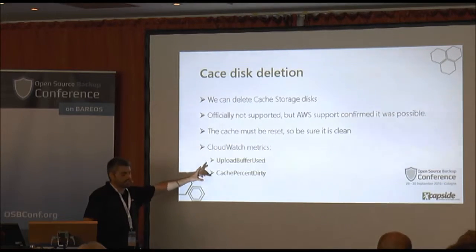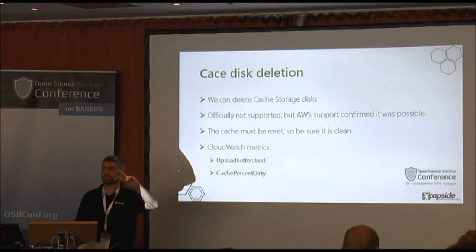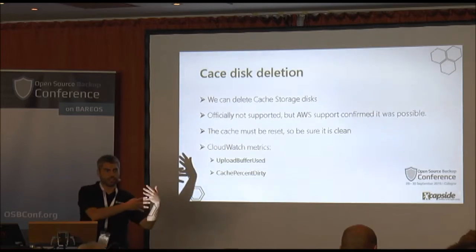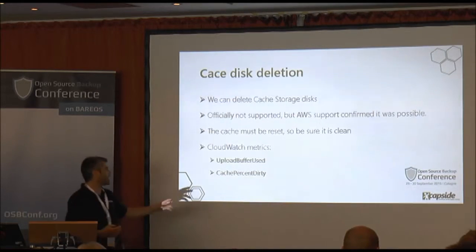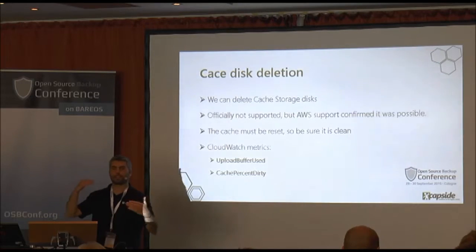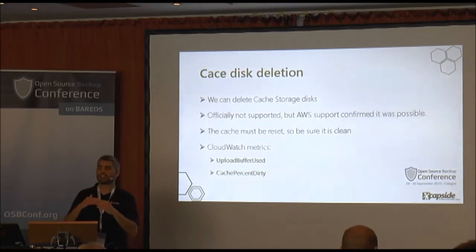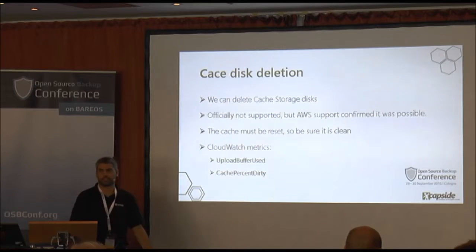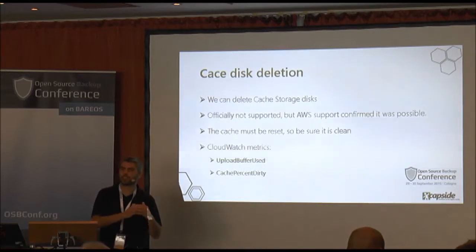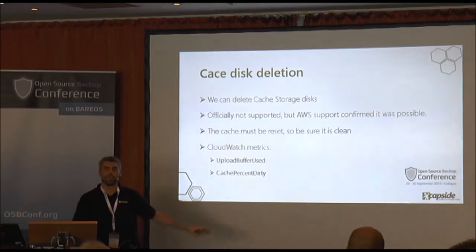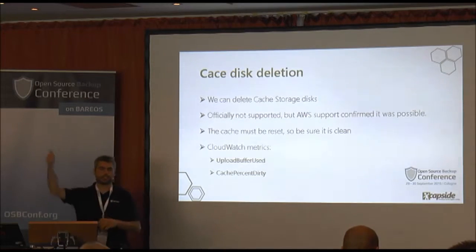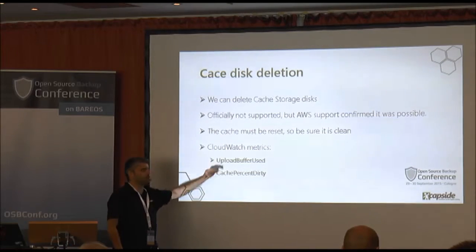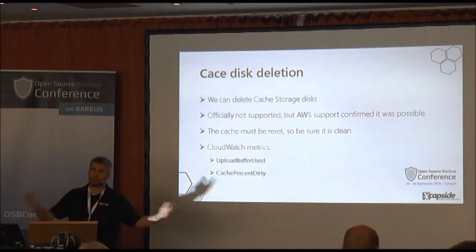And the storage gateway has a bunch of them, but the two most important, not only for making sure that the cache is clean, but for just checking how your service is working, are the upload buffer used. So if you get 100%, it's a good sign that you should add more capacity to your upload buffer, and the cache percent dirty. So if you plan to delete some cache disks, you should stop any activity on the VTL, stop the storage daemon or the whole director or whatever, wait for those things to go to zero, and then you can do whatever you want.